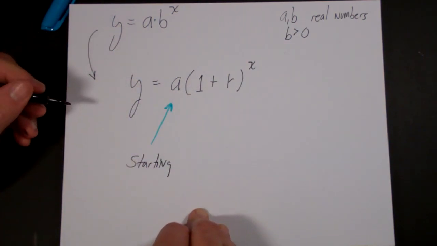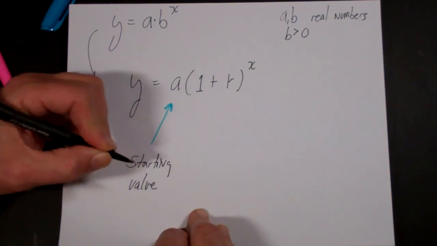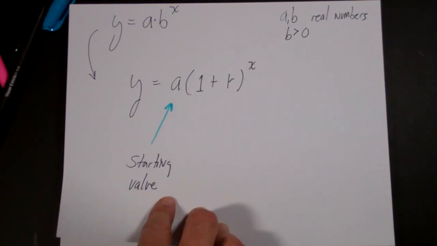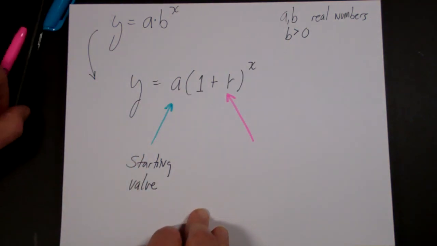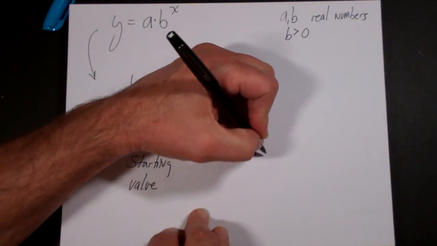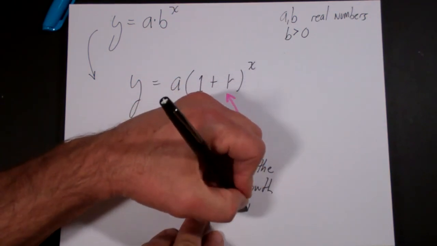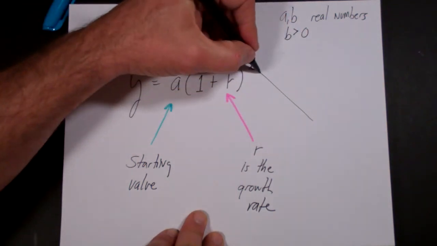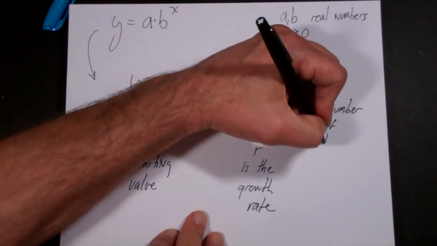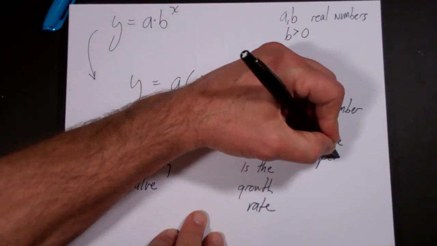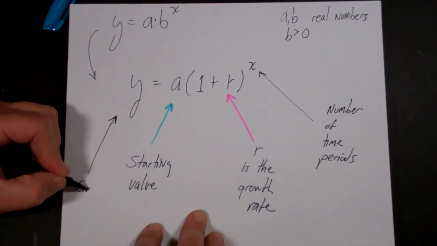So whenever we talk about exponential growth or decay functions, we always talk about what we start with and how it changes. So this is the starting value. The r tells you the growth rate. x is the number of time periods. And y is the ending value.